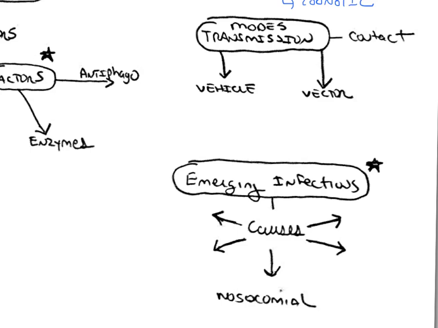Additionally, we talked about modes of transmission. Vehicle are usually non-living factors. Be able to provide examples of vehicle transmission. Vector usually involves insects or bugs, and there are 2 types of vectors, mechanical and biological. Be able to provide examples of those. And then there are 3 types of contact transmission, state what they are, and again provide an example of each.